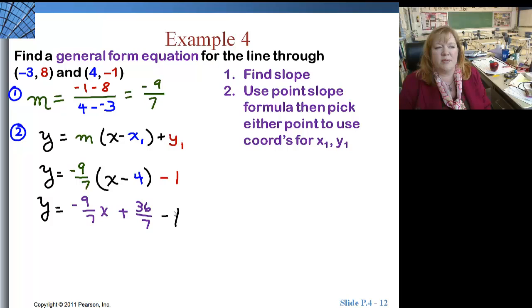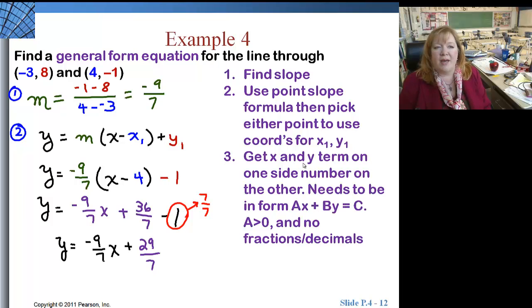And in order to simplify this part of the equation, 36/7 minus 1. Remember that 1 is the same as 7/7. So 36 minus 7 is 29. Now this is the slope-intercept form. This would be the y-intercept, but they ask us for the general form, which is also known as the standard form.